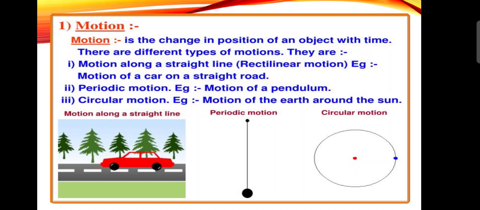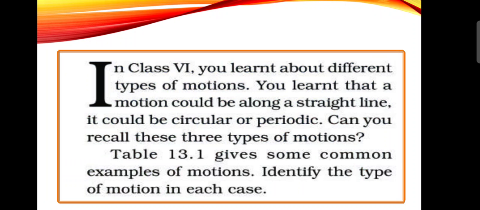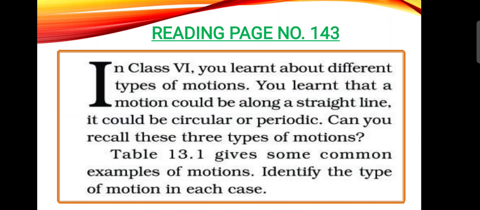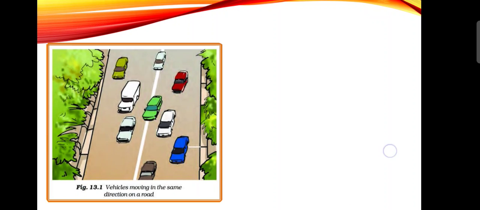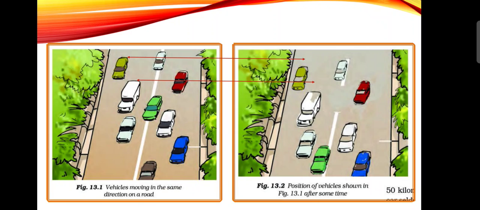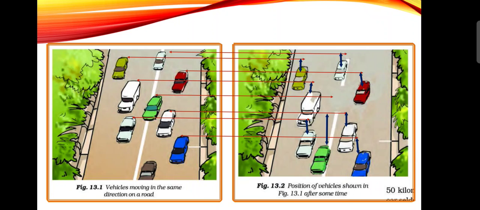Let us see what we have seen. In the last lecture, we have learned about the different types of motion: straight motion on a straight road, that is rectilinear motion, periodic motion and circular motion. Children, we have also learned different examples of motion, and in activity 13.1 we learned about the distances between two vehicles while they are moving for 5 minutes and how long they have moved. From here we concluded that the green colored vehicle moves the longest distance.